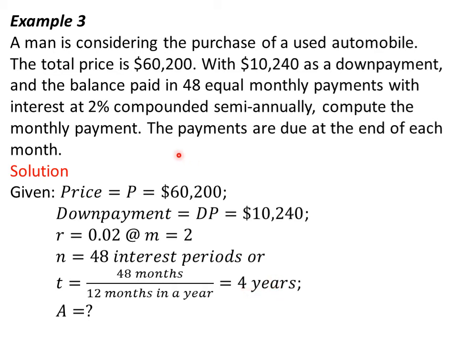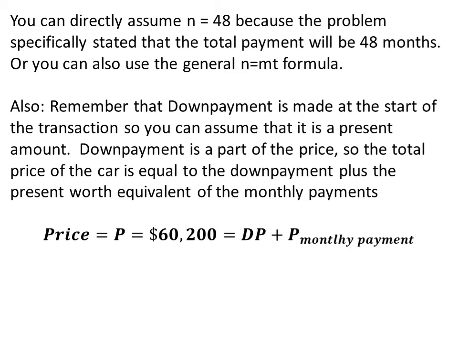Now, the question is the payments. Compute the monthly payment. Monthly payment means we need to determine the periodic amount at a periodic time. So we're going to determine A, the periodic amount needed at a specific periodic time. For this one, we need to find A. Now, how to solve for this one?